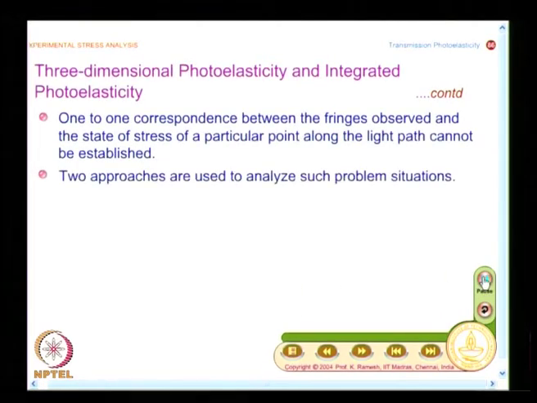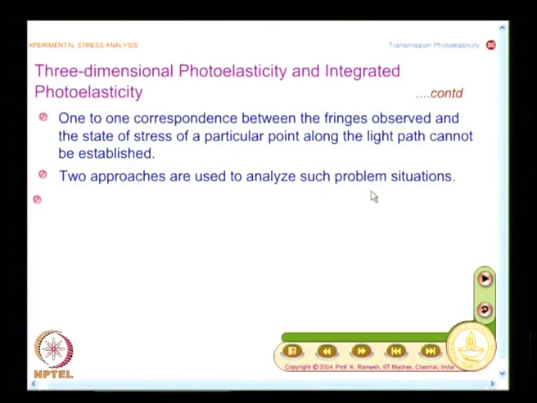So, what you find here is that a one-to-one correspondence between the fringes observed and the state of stress at a particular point along the light path cannot be established straight away. I can find it out if I solve the problem, and then I will be able to get this answer. Whereas, in the case of 2-dimensional photoelastic analysis, we were able to get it directly. We had no difficulty in associating the isoclinics to principal stress direction and isochromatics to principal stress difference.